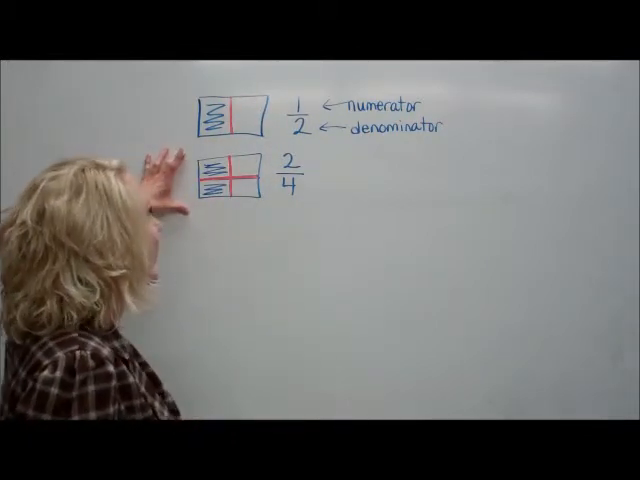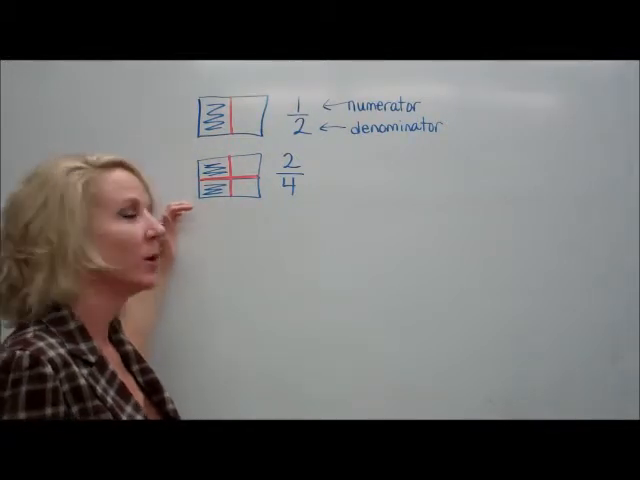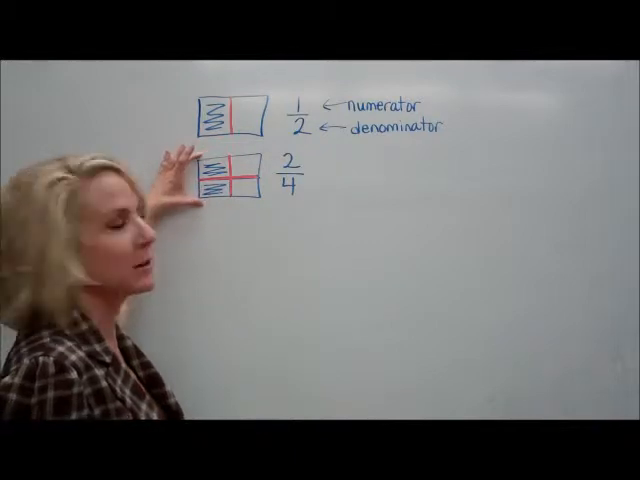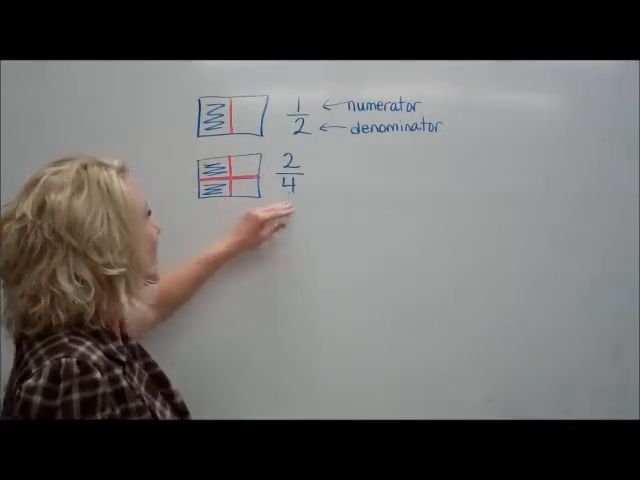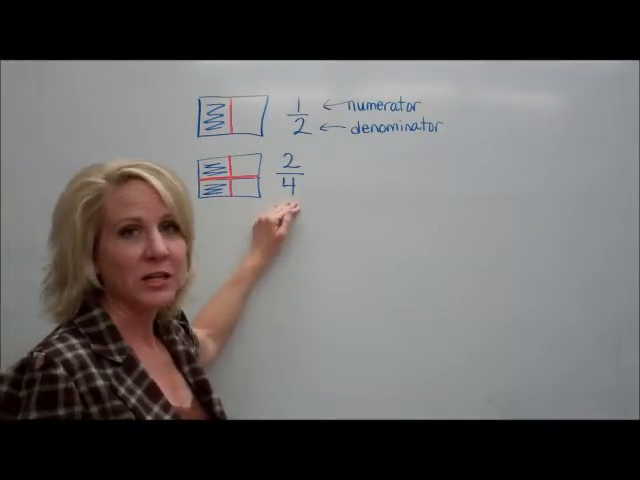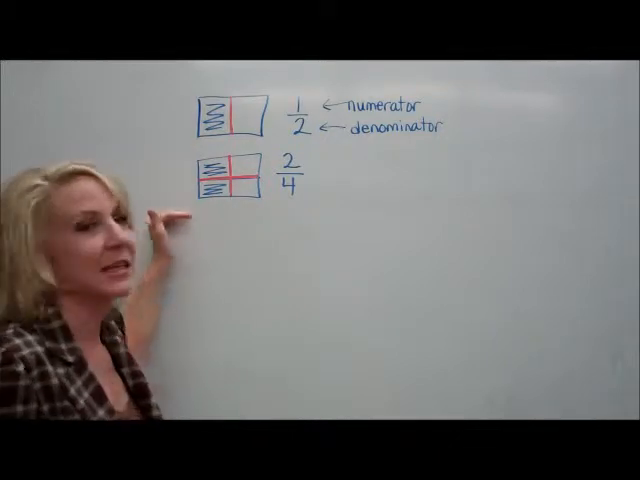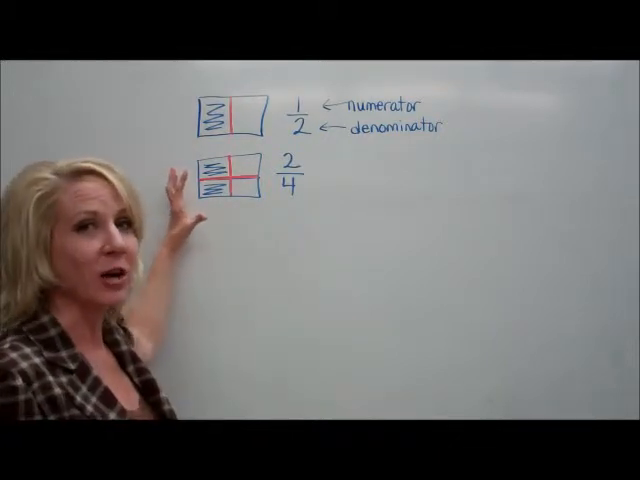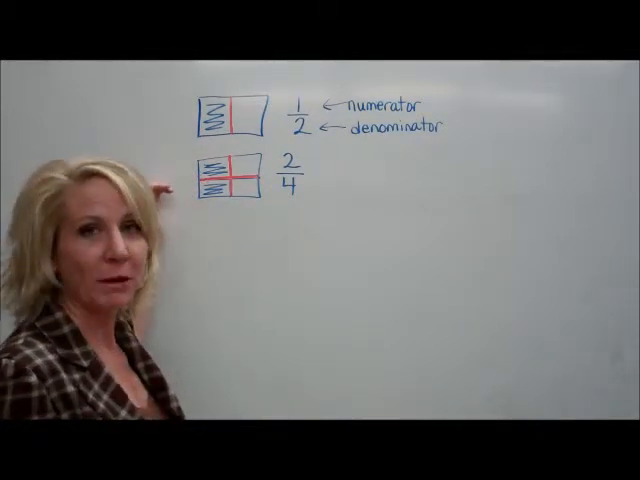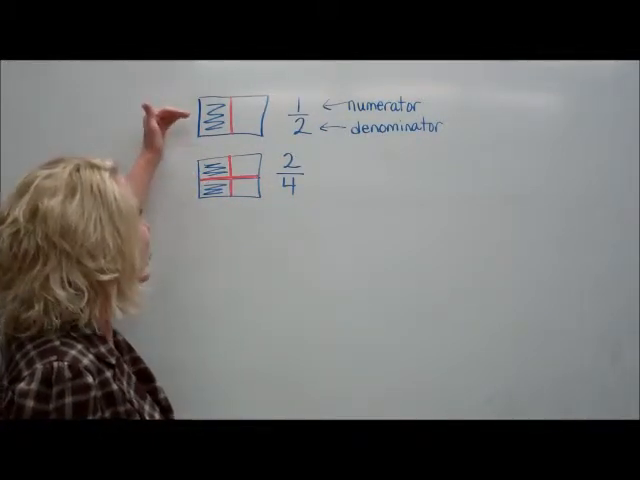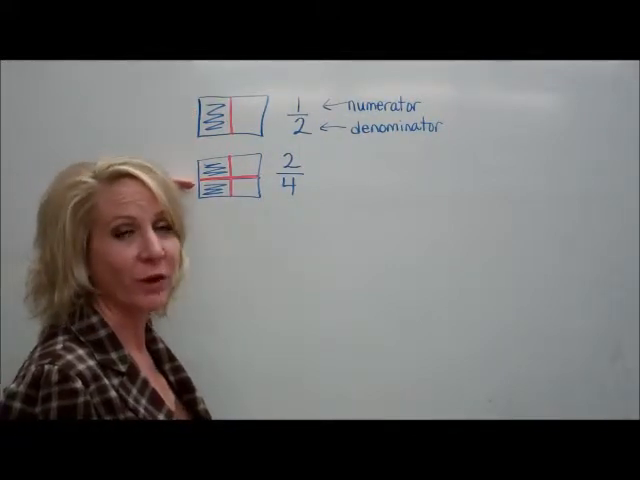On my other chocolate bar, I'm dealing with 2 shaded pieces out of 4 pieces total. So the numerator 2 tells me how many pieces I'm investigating. And then the denominator, the bottom number, tells me how many pieces I have altogether. In this picture, you can see that essentially the same amount of the chocolate bar is shaded. The only difference is that it's been divided into a different amount of pieces. But what this shows you through a picture is that 1/2 and 2/4 are equivalent fractions.